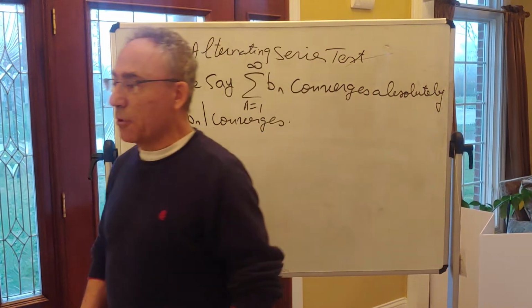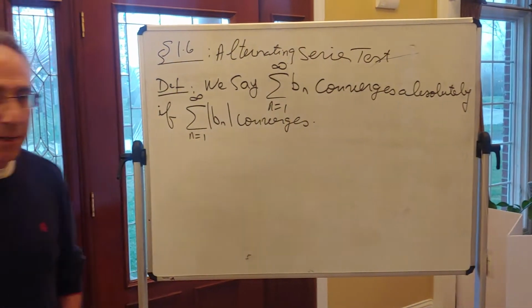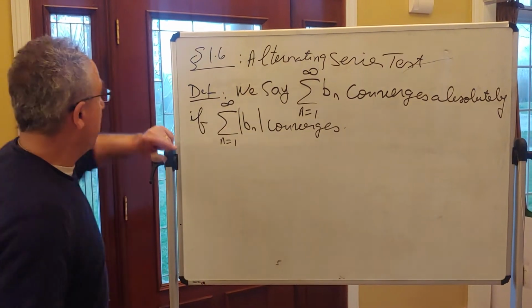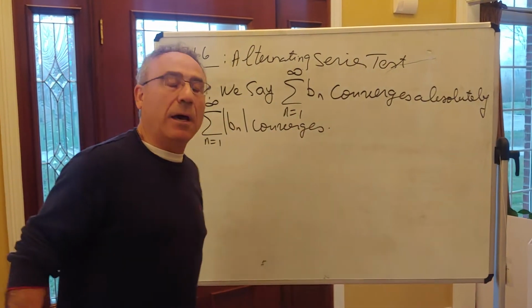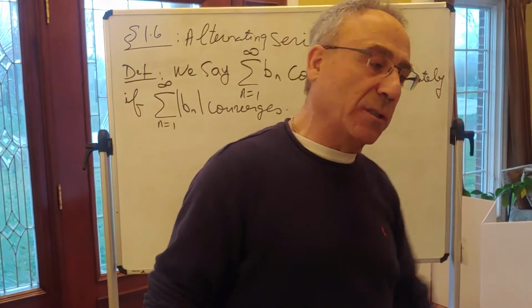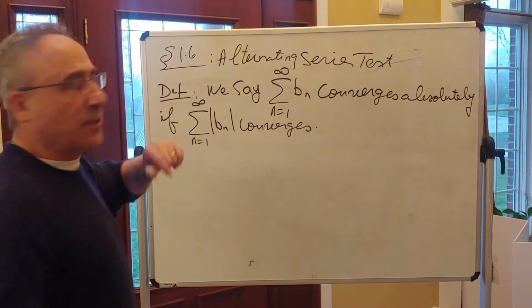This is the second video of the first lecture, video 1B. So now we're going to talk about something related to the alternating series test called absolute convergence. First of all, let's start with the definition.